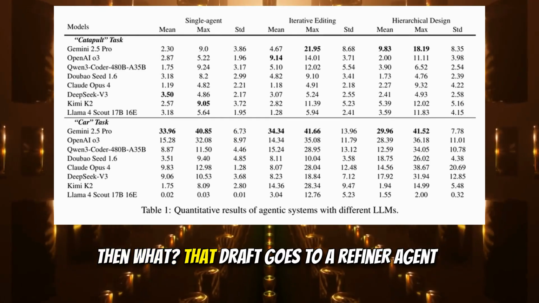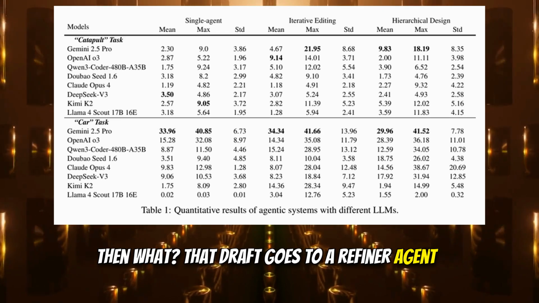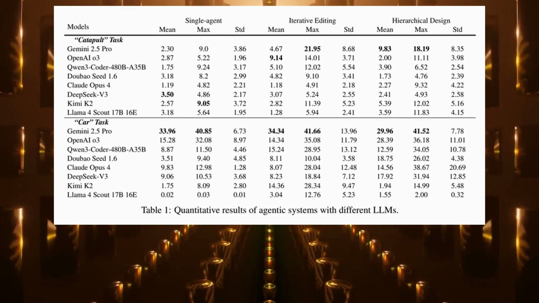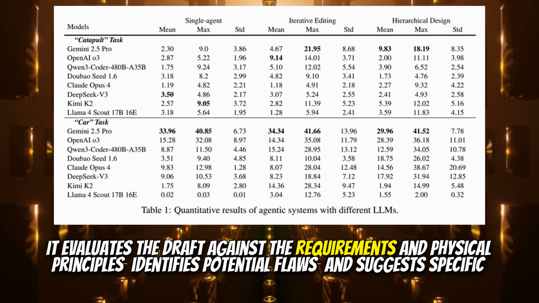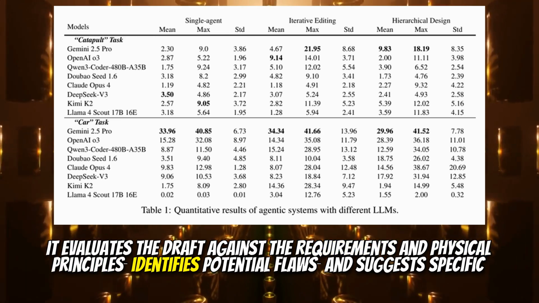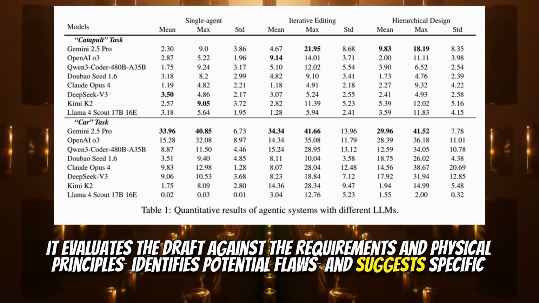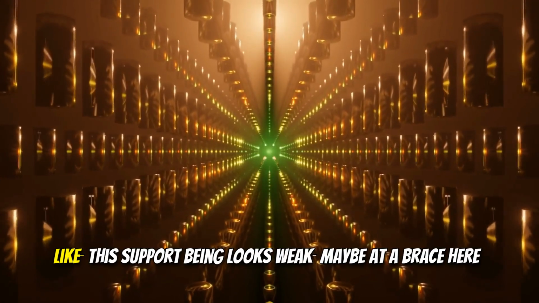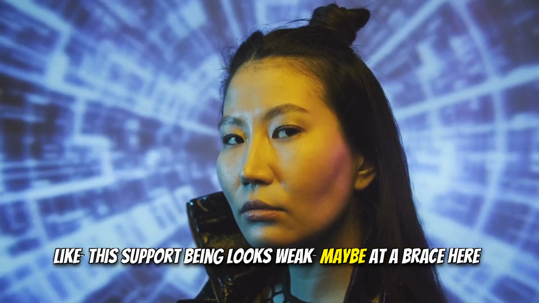Then what? That draft goes to a refiner agent. Think of it as a self-critic or a peer reviewer. It evaluates the draft against the requirements and physical principles, identifies potential flaws, and suggests specific revisions. Like, this support beam looks weak. Maybe add a brace here.